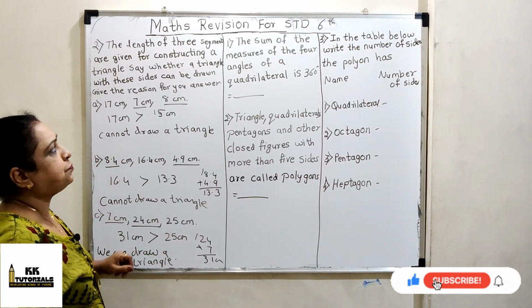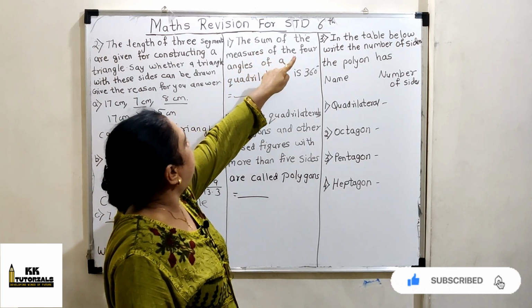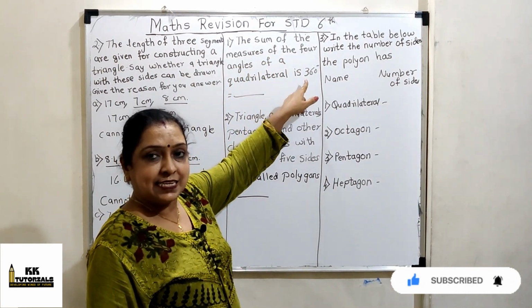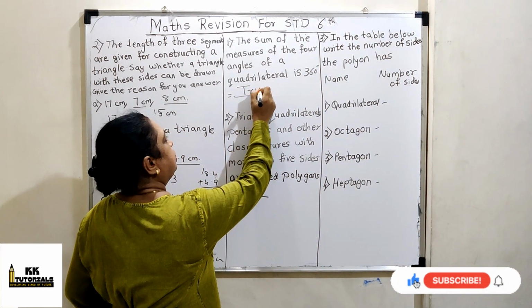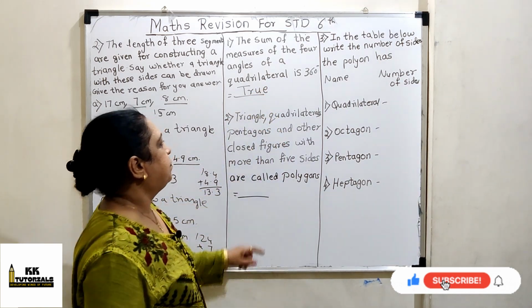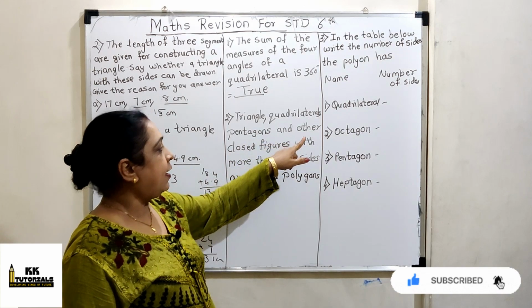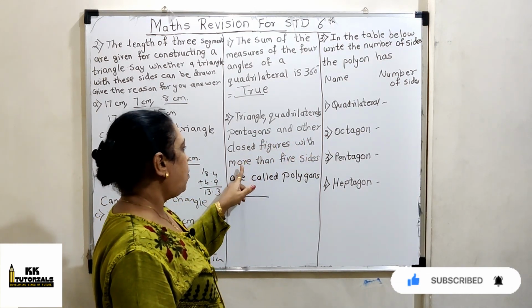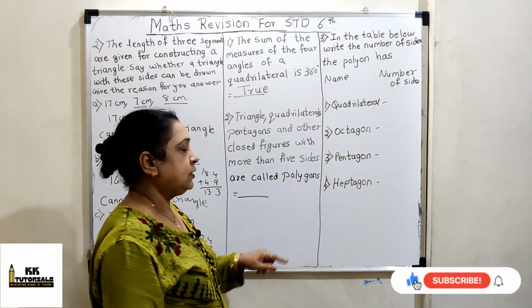Now, understood? The sum of the measures of the four angles of a quadrilateral is 360. It's true. Triangles, quadrilaterals, pentagons and other closed figures with more than 5 sides are called polygons. True.